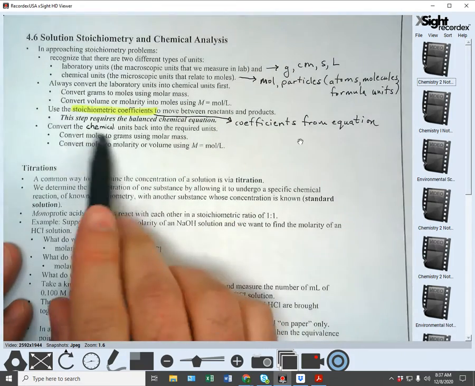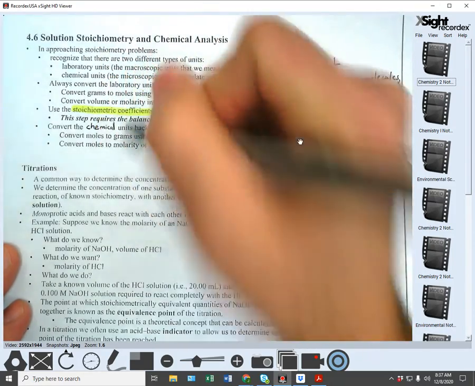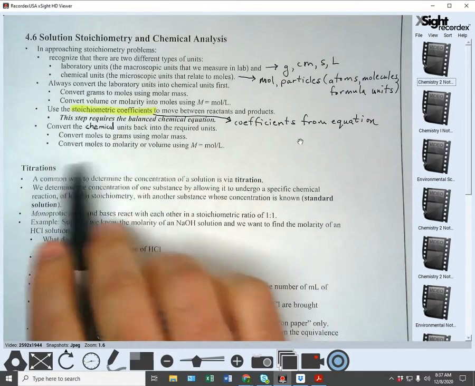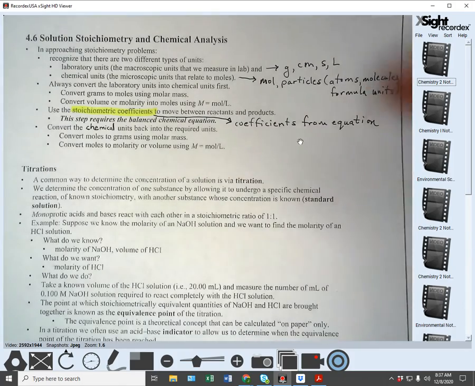Okay, this looks funny because it was wrong in the notes. I had to change it. So convert moles to grams using molar mass, convert moles to molarity or volume, that kind of stuff. So it's just walking through stoichiometry that we've already done before.